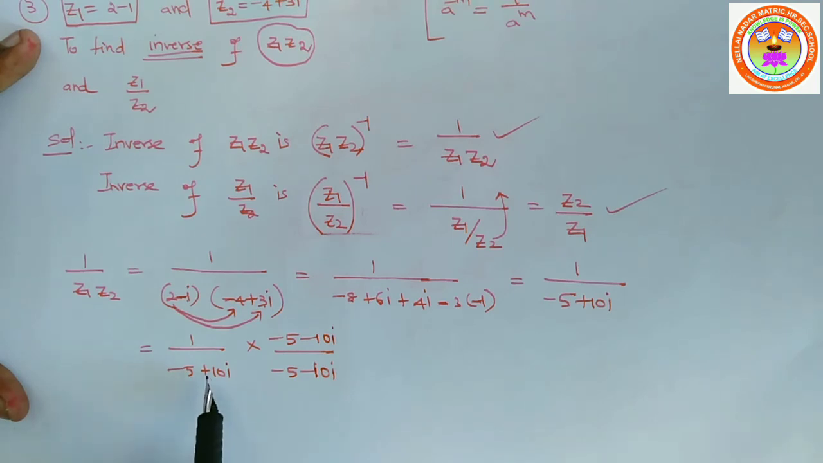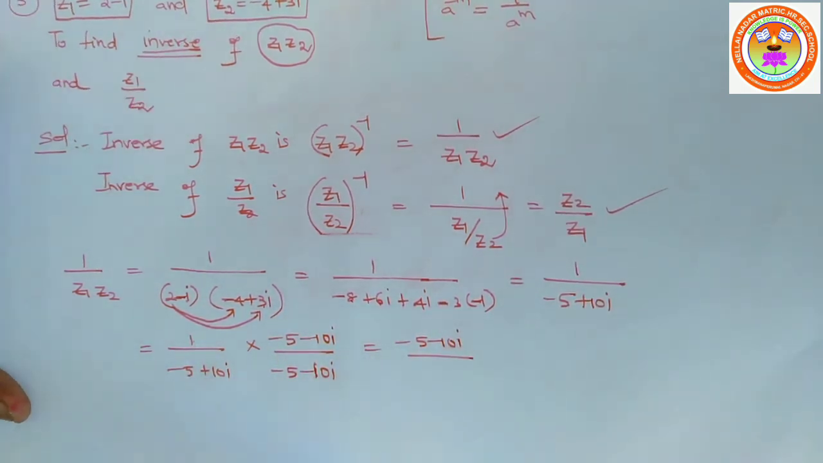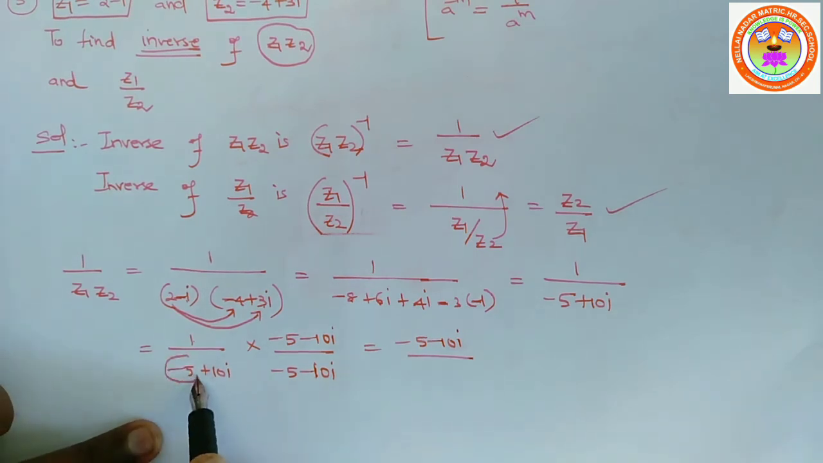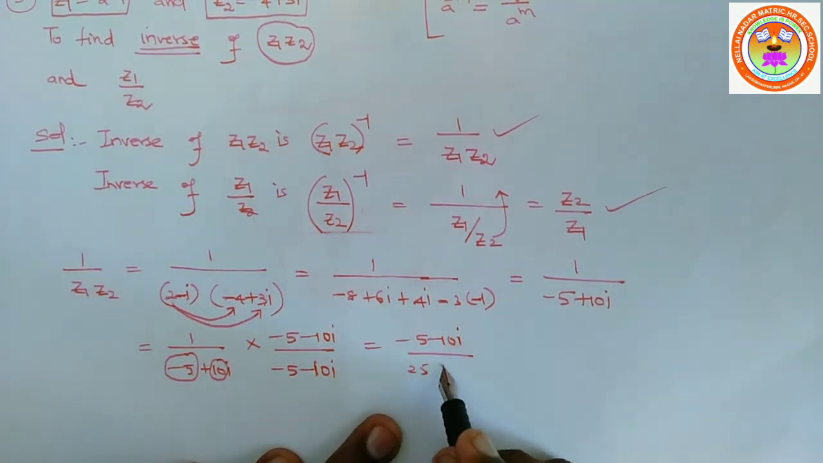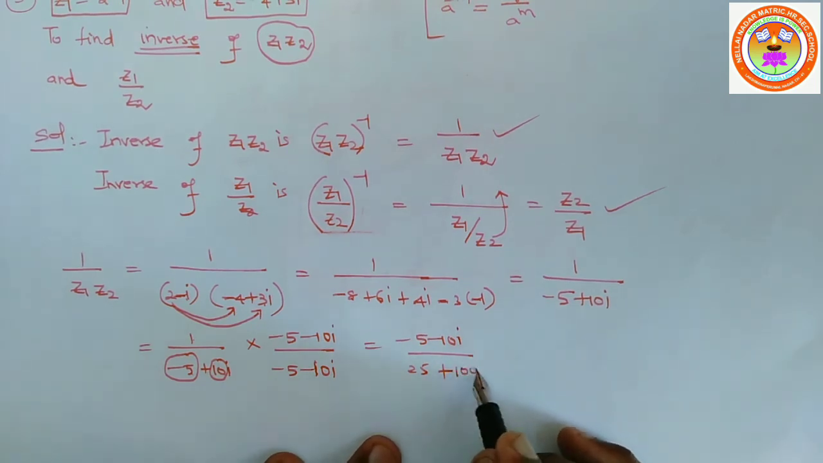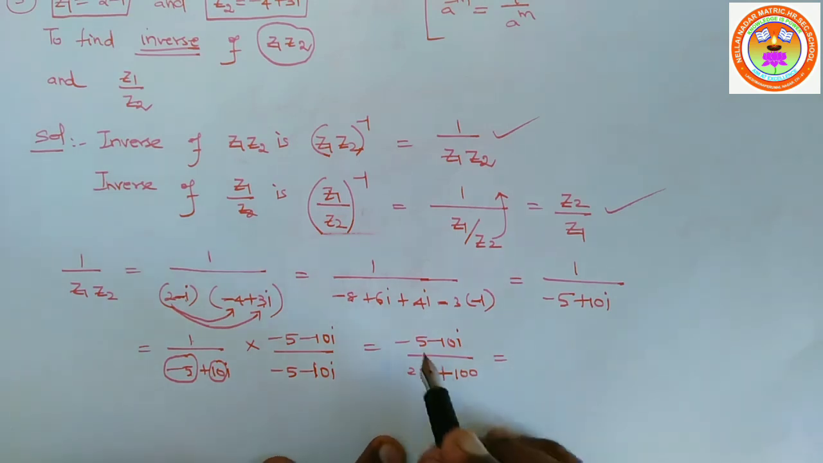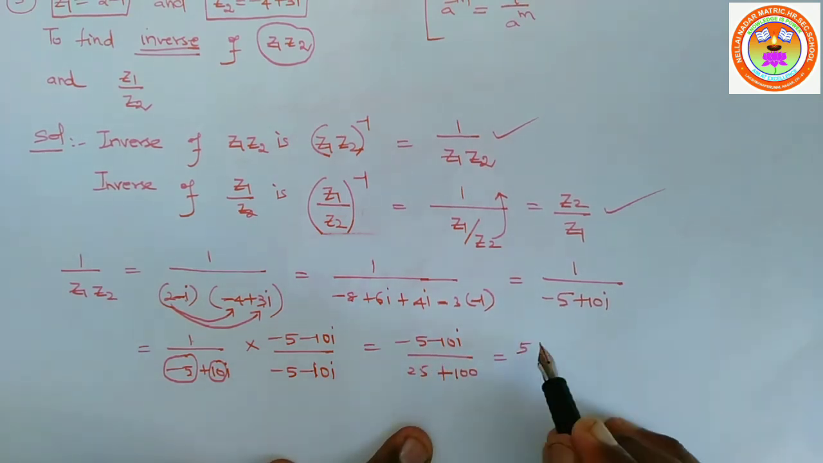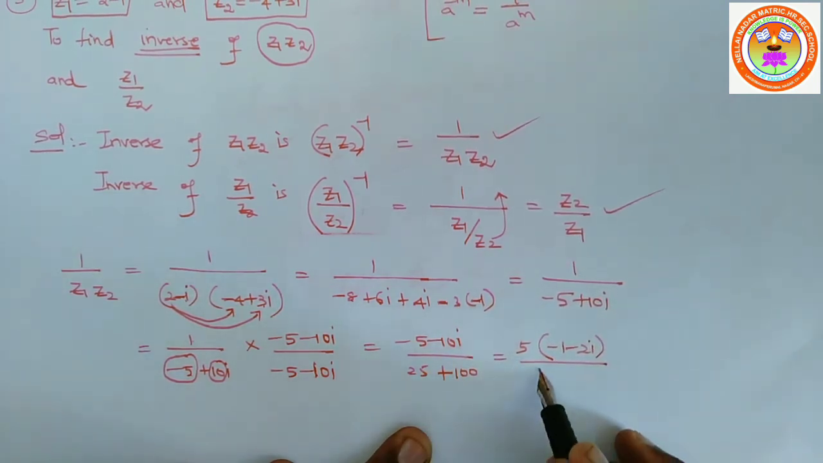Because I need to change the sign only for i. Minus 5 plus 10i times its conjugate. So 1 into minus 5 is minus 5, minus 10i; we can write it as it is. You know this is a, this is b: a squared plus b squared. Minus 5 whole squared is 25, plus 10 squared is nothing but 100. So now what can you do? What is common here? 5 is common. Take 5 outside: minus 1 minus 2i divided by 125.